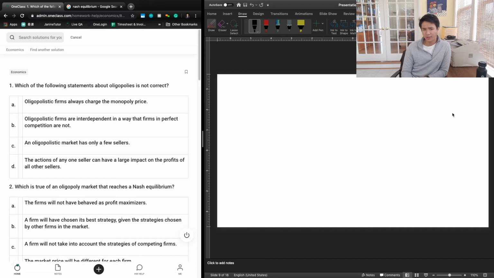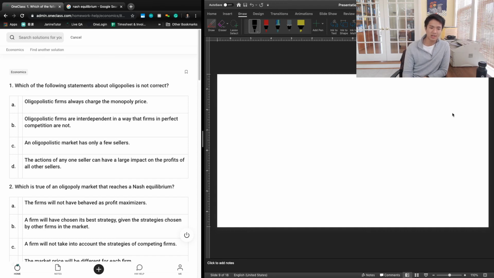B says oligopolistic firms are interdependent in a way that firms in perfect competition are not. And this is true. So if we think back to our question about game theory, where we talked about how some firms' strategy depends on what other firms choose to do. Game theory applies specifically to oligopoly. So this is indeed the case that in an oligopoly, firms are interdependent, and that's going to be true. C says an oligopolistic market has only a few sellers. That is true. That is the definition of an oligopolistic market.